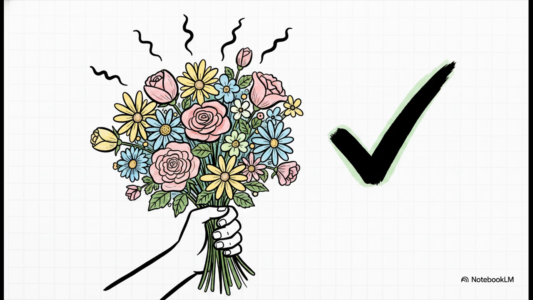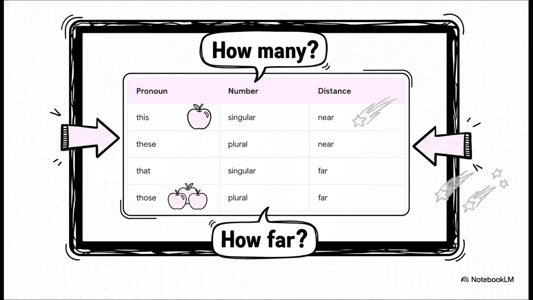Fantastic job, everyone. I am so incredibly impressed with your participation today. You are really getting the hang of making sure all the parts of your sentences are in perfect harmony. Now, before we dismiss class, I'm going to point back to the whiteboard one last time to look at our summary. I want you to take a mental snapshot of this grid. This, singular and near. These, plural and near. That, singular and far. Those, plural and far.